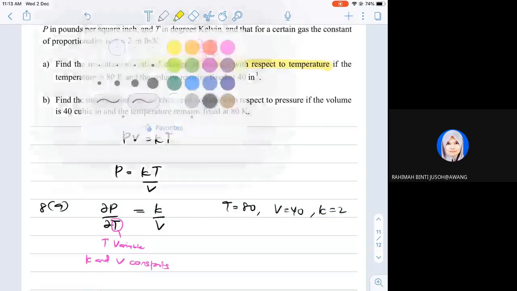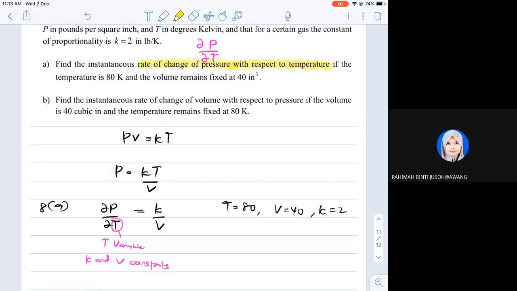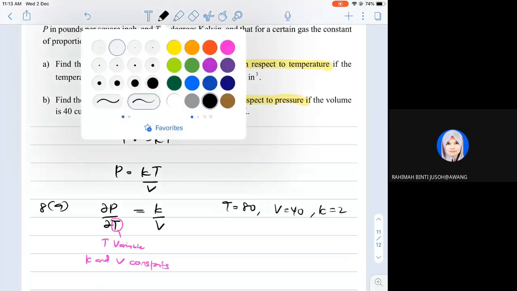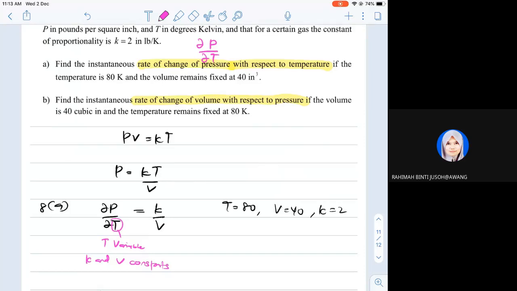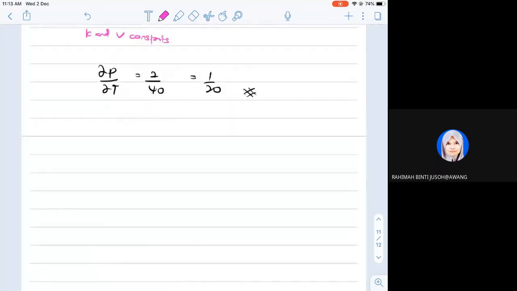Okay, so next question 8B. You have to find the, okay, highlight the keywords here, guys. Rate of change of volume with respect to pressure. Okay, rate of change of volume. So which means that dia nak apa ni? Kalau volume, del V, with respect to pressure, so over del P. Okay, del V over del P. So soalan 8B, dia nak del V over del P equals to what?